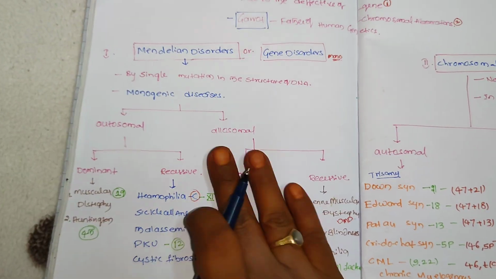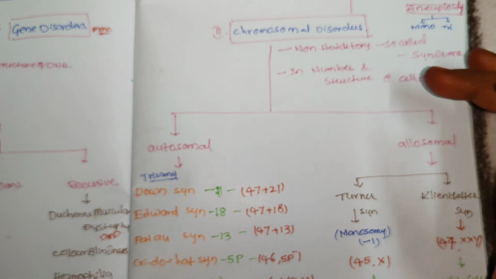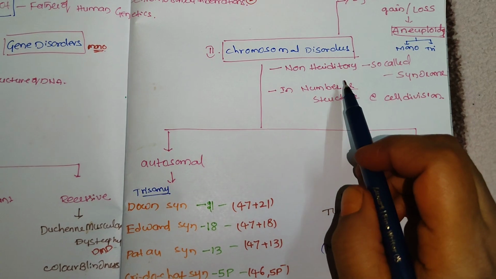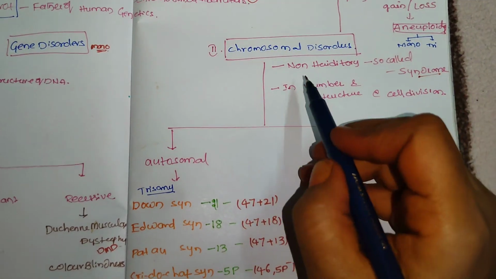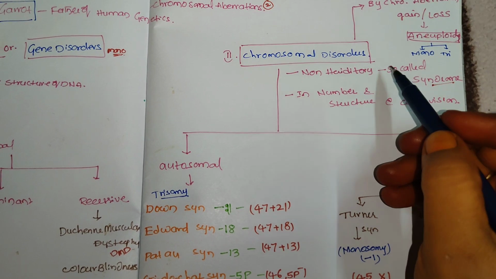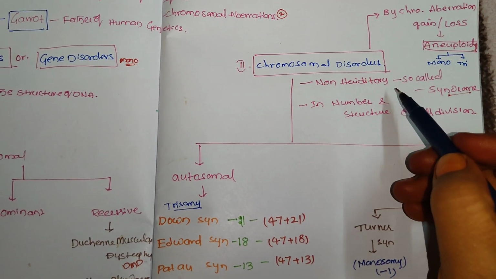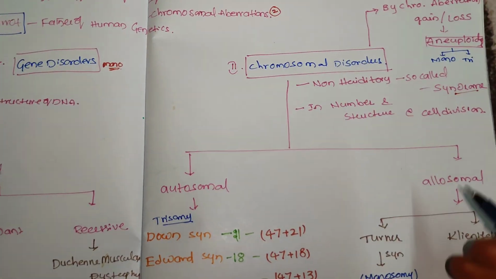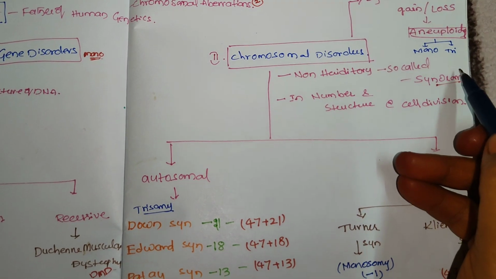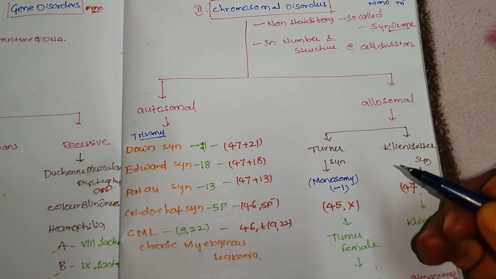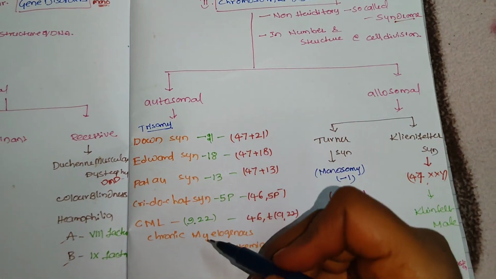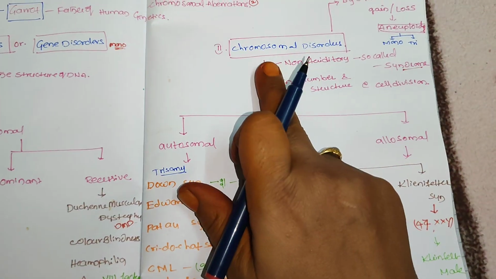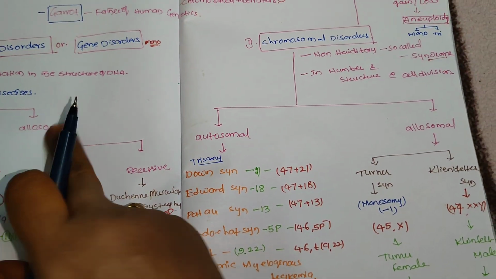Then gene disorders are completed. Then we move to chromosomal disorders. Chromosomal disorders are non-hereditary; that is why they are called syndromes. Why non-hereditary? At the time of cell division, chromosomal non-disjunction occurs, and due to that these disorders occur. So a simple trick: if you see syndrome in the question, such as Down syndrome, Edwards syndrome, Turner syndrome or Klinefelter syndrome, you can easily identify that it is a chromosomal disorder, not a gene disorder.